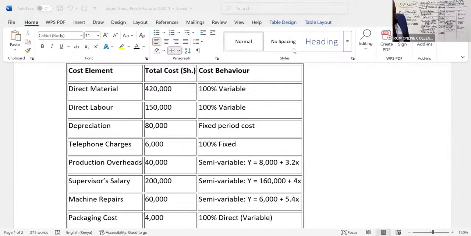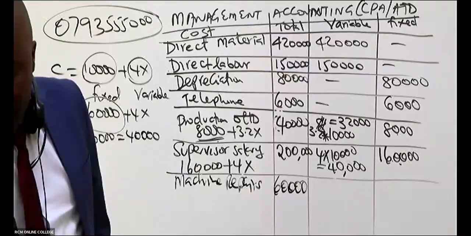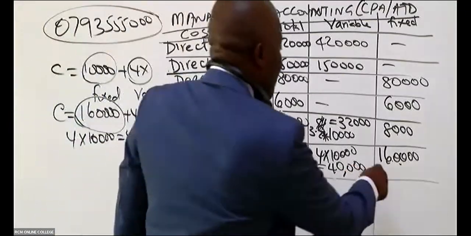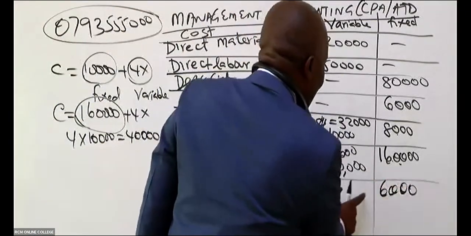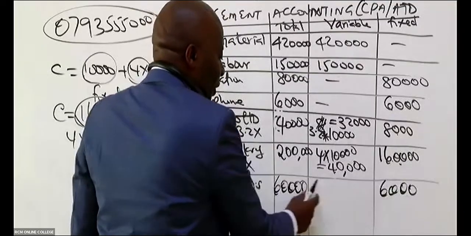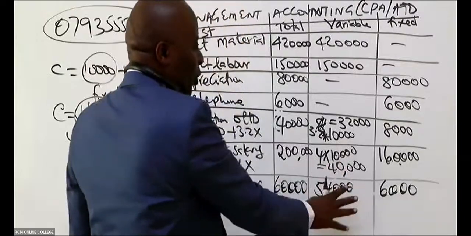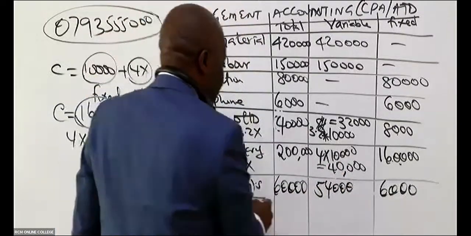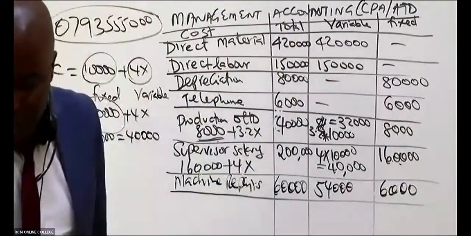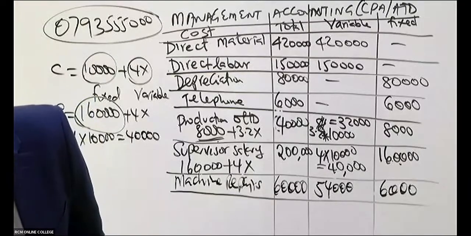So 6,000 is fixed here. In this case, the balancing figure, who is able to give me the difference? This and this gives me 54,000. Now that will be under variable. All right. Great. Now, ladies and gentlemen, from there, thank you so much, Moses Mauti.